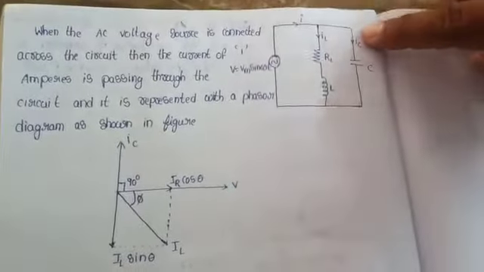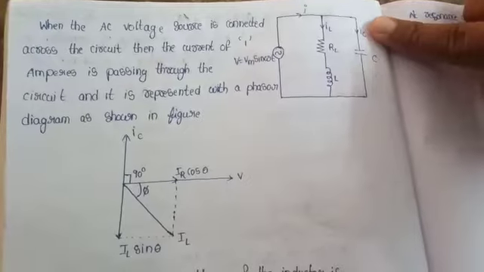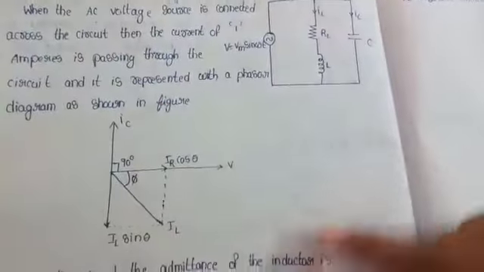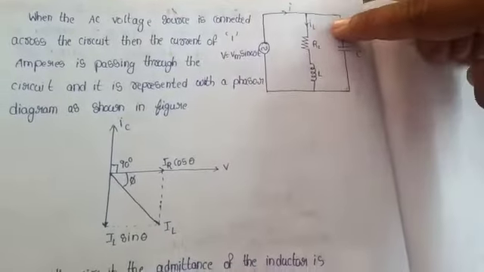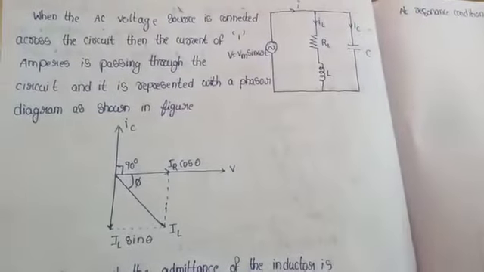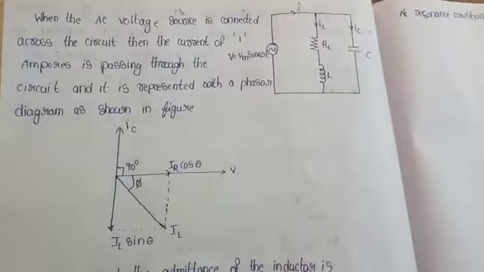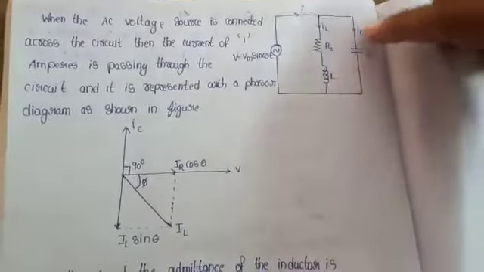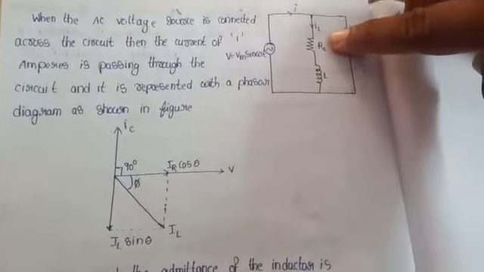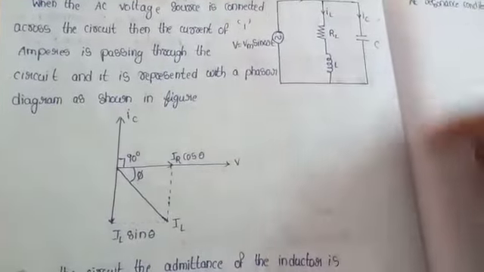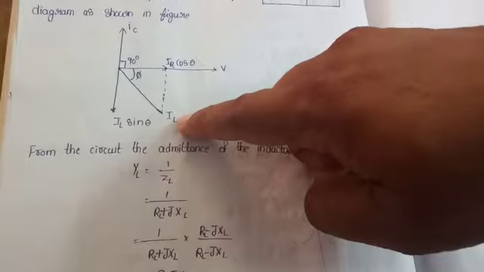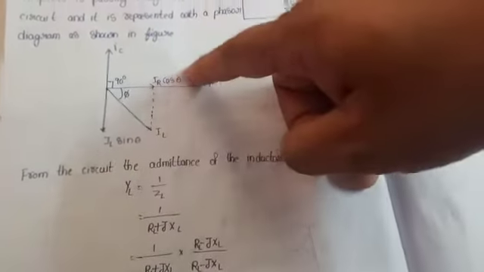The capacitor current IC is always leading by 90 degrees. The inductor current IL, for an ideal inductor without resistor, would be exactly 90 degrees lagging, but it is not an ideal inductor, it is a practical inductor. That's why IL is a combination of IR and IL, at some angle phi. So IL is nothing but the vector combination of IL sin phi and IL cos phi.